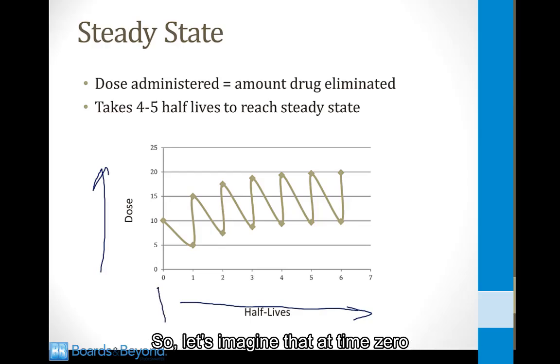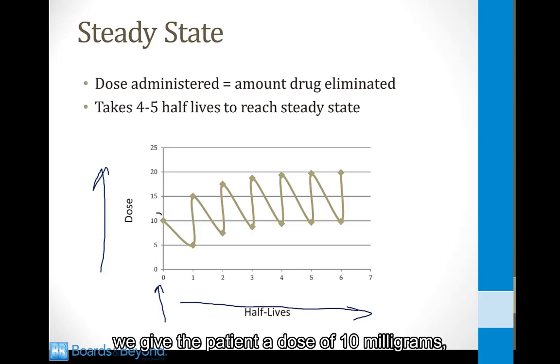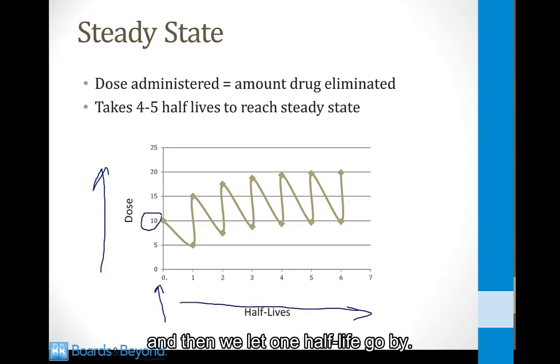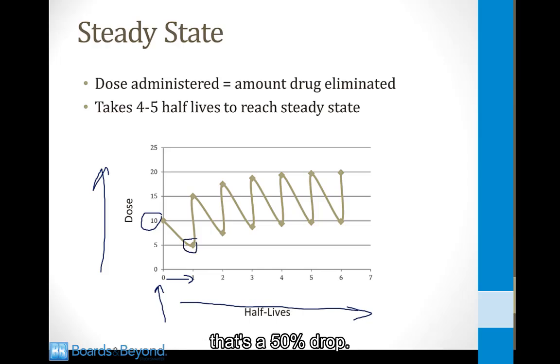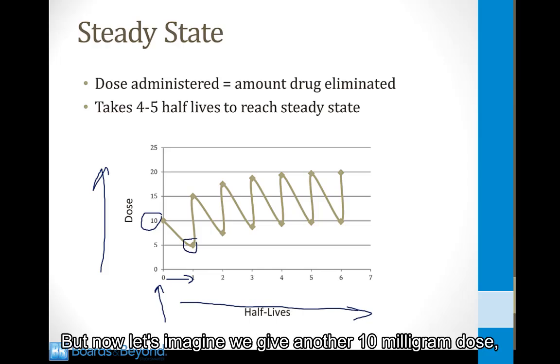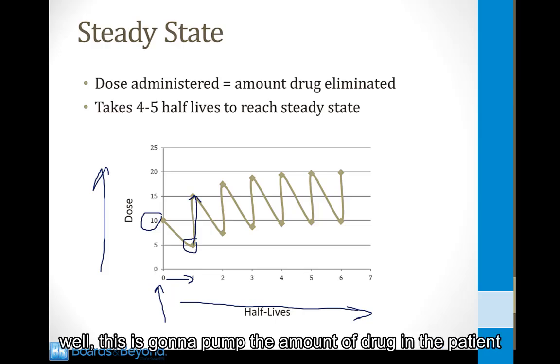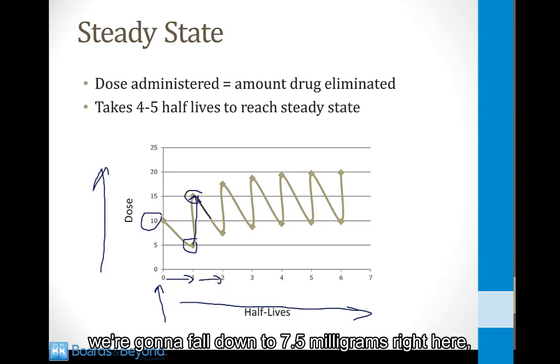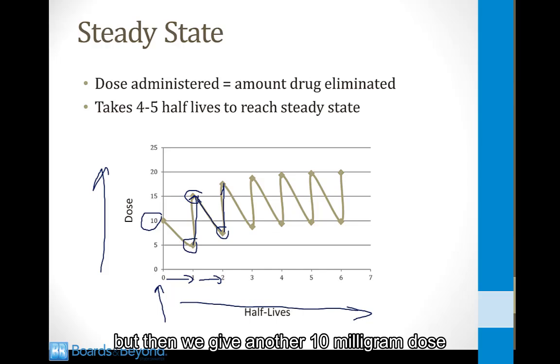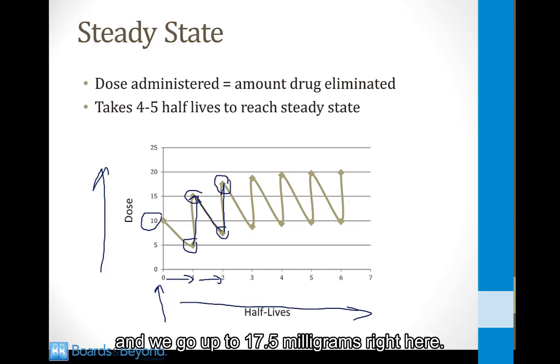So let's imagine that at time 0, we give the patient a dose of 10 milligrams. And then we let one half-life go by. Well, the amount that's inside the patient is going to fall from 10 to 5 after one half-life. That's a 50% drop. But now let's imagine we give another 10 milligram dose. Well, this is going to pump the amount of drug in the patient up to 15 milligrams. When another half-life goes by, we're going to fall down to 7.5 milligrams right here. But then we give another 10 milligram dose and we go up to 17.5 milligrams right here.